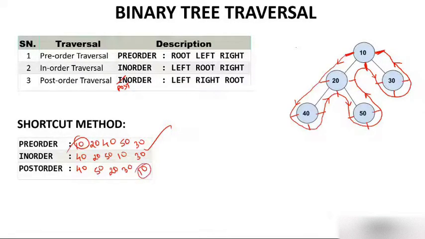So I've tried to explain everything very clearly. This is the shortcut method, and you can use it to calculate the traversal orders of any tree in a very short span of time. I took only a few seconds to calculate this pre-order, in order and post order.